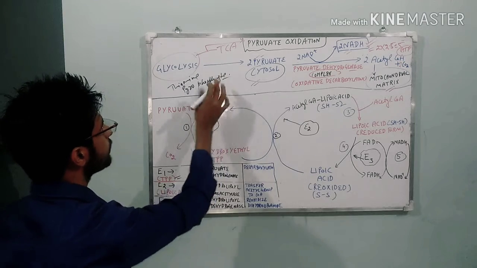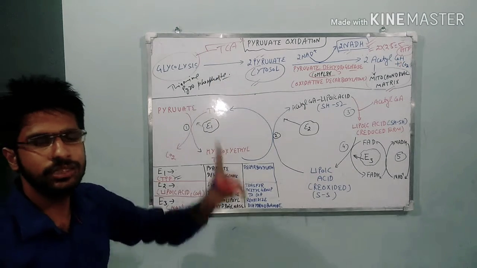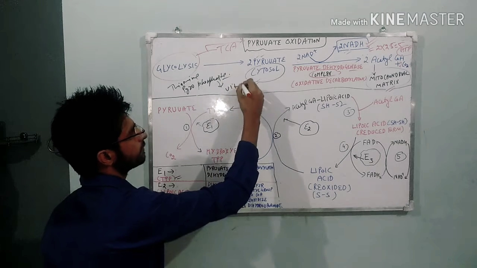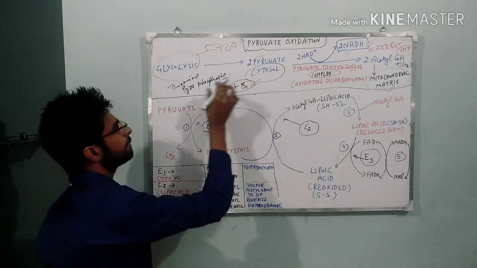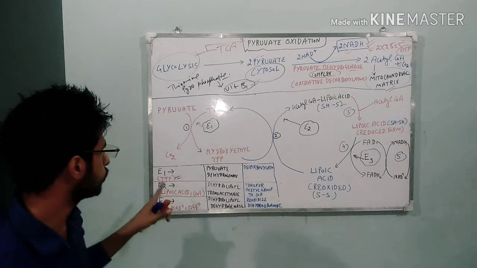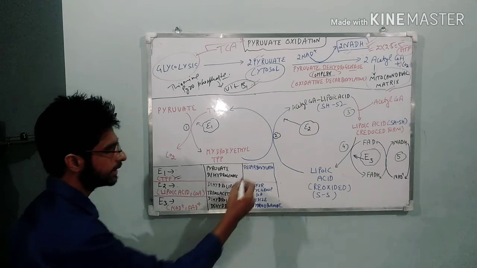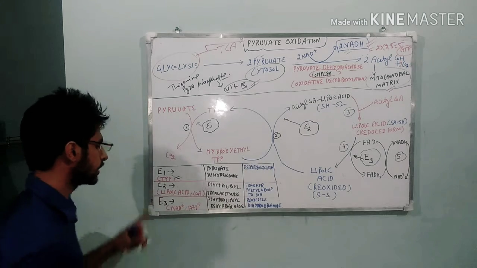Thiamine pyrophosphate, if you have seen my previous video on vitamins, is vitamin B1. The vitamin B1 coenzyme is thiamine pyrophosphate, and I write it in the short form. Let's come to the next. The decarboxylation reaction is also going on there.